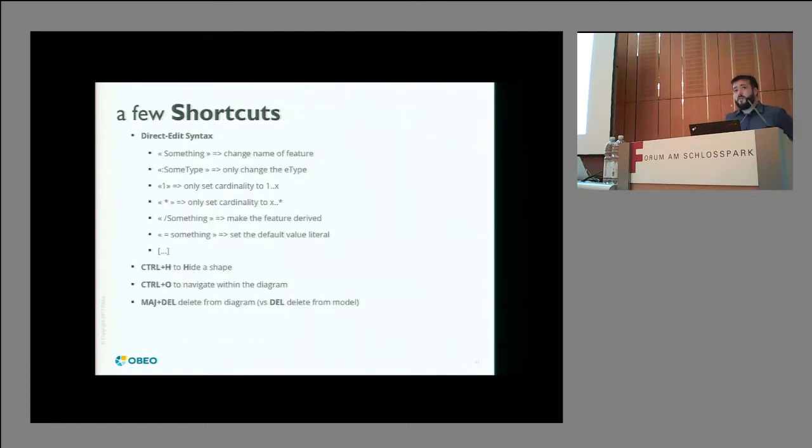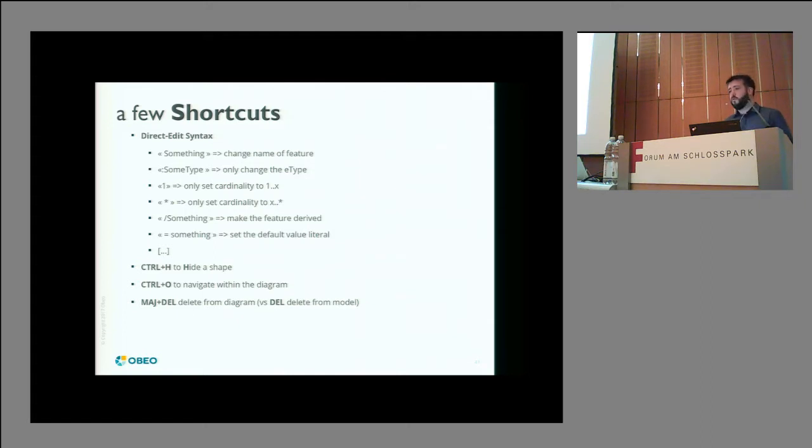So here are a few of the shortcuts you can use while editing. If you just type something, it's going to change the name of the feature. If you type two dots and some type, it's going to change the type, and one to make it mandatory. You can make the feature derived using a slash. You can set the default value just by starting with an equal sign and so on.